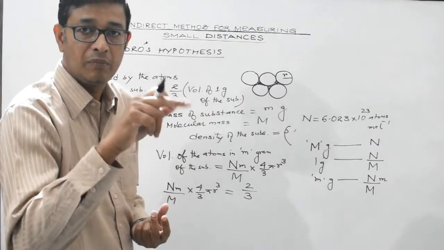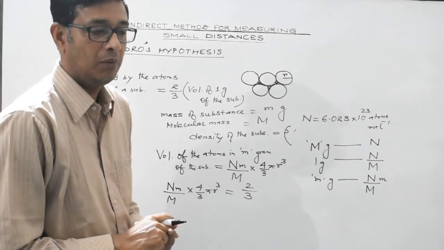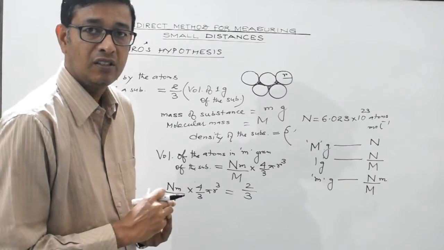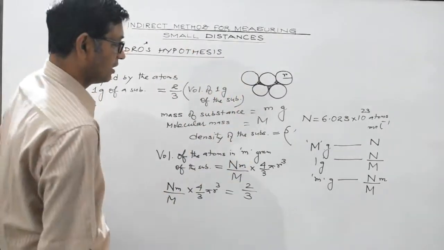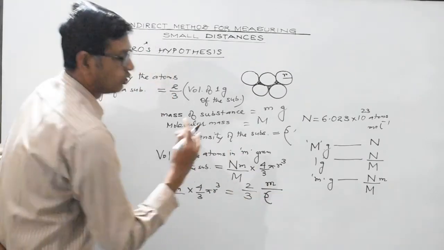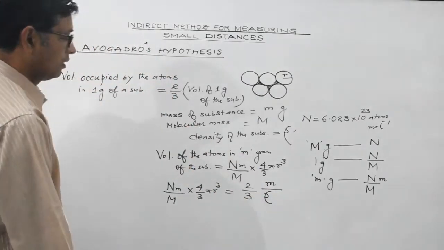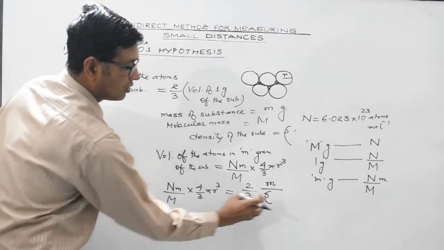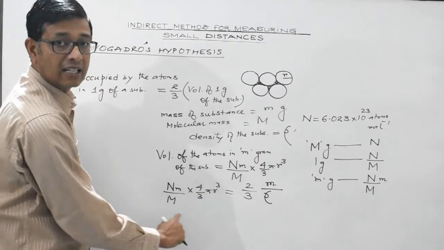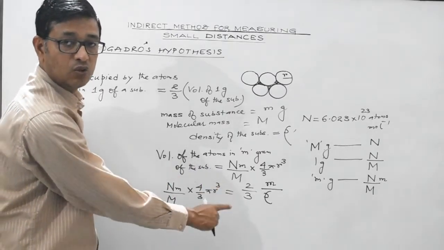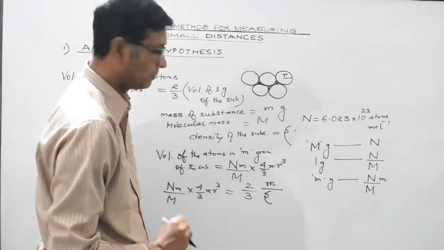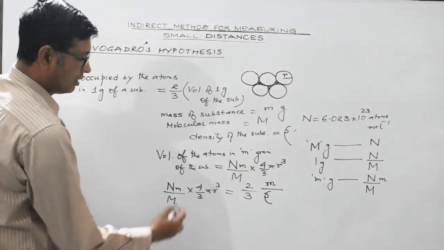Here we are considering mass small m of the substance. Mass of the substance is equal to volume into density, so volume would be mass divided by density. The mass of the substance is considered to be m and the density is considered to be rho. Clear? So we have used Avogadro's hypothesis, which states that the total volume occupied by the atoms in a given amount of substance is equal to 2 by 3rd of the volume of that particular substance. Right? Now let's solve it.